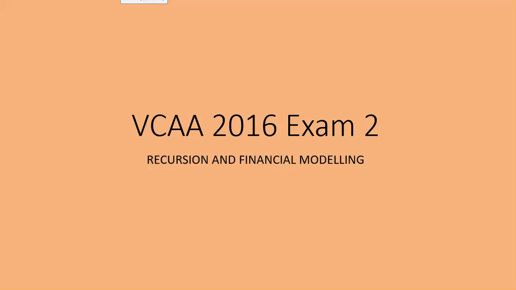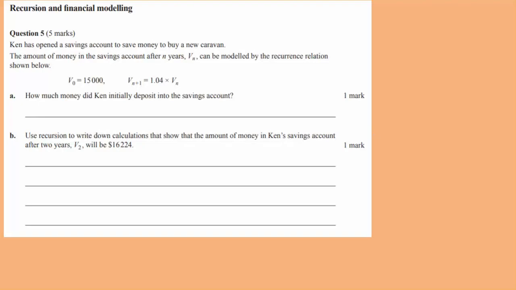2026 Exam 2, recursion and financial modelling answers. Ken opened a savings account to save for a new caravan, and it is modelled by this recurrence relation. V0 is 15,000. The next term equals 1.04 times the current term. How much money did Ken initially deposit?